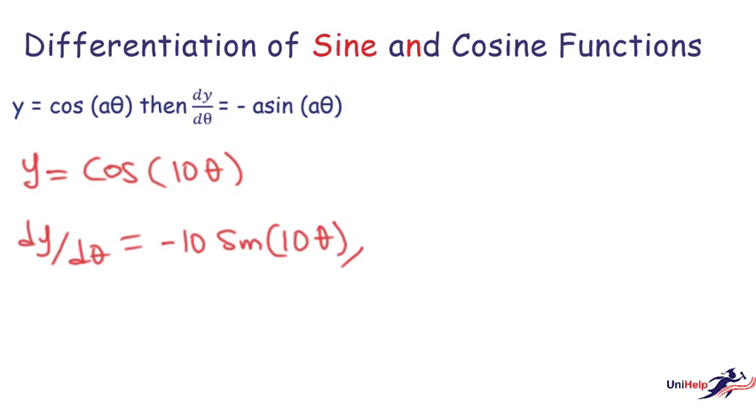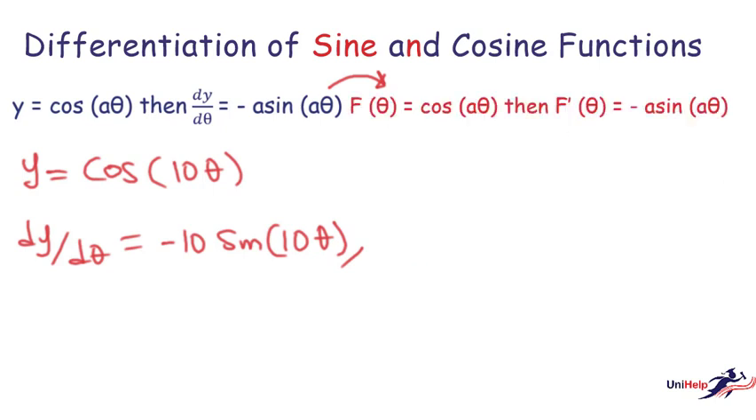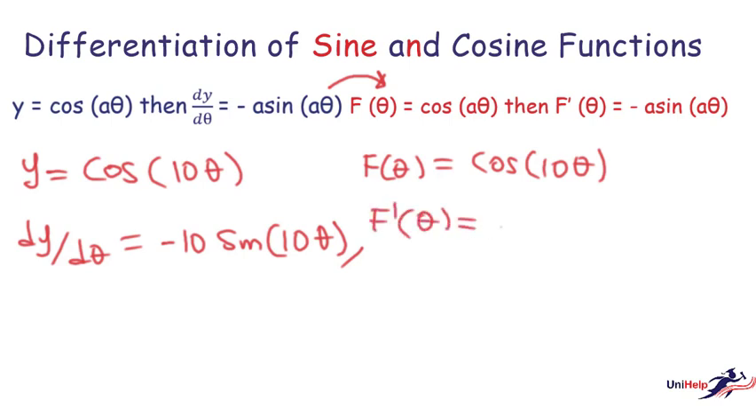Now, this is also exactly the same thing as this in functional notation. That is, it could also be given as f of theta equals cos 10 theta, and its derivative f prime of theta would be given as negative 10 sine 10 theta. And that's it for differentiating sine and cosine functions. Very easy. So let's look at some real problems.